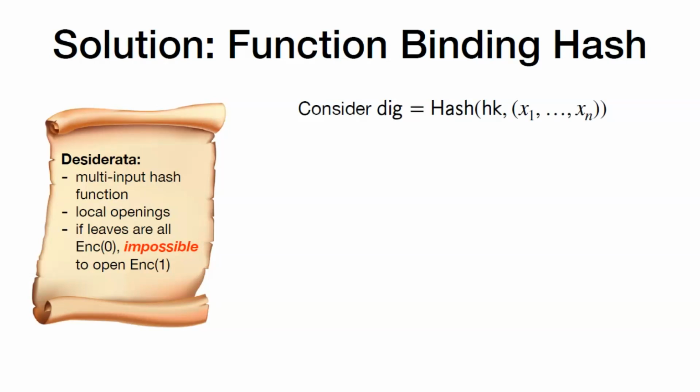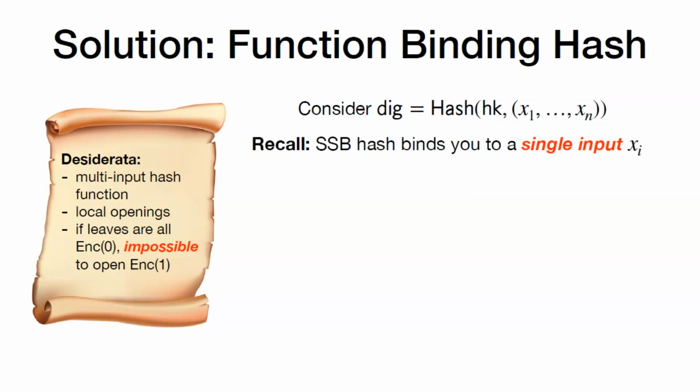Okay, so to see this in a little more detail, we'll look at a particular digest for a hash function with respect to some hash key and a sequence of inputs x1 to xn. To motivate this, I'll recall the notion of a somewhere statistically binding hash function, which basically gives you a way to sample the hash key in a particular way with respect to an index i that is binding to a particular input xi. So in particular for SSB hash, if you bind to index i and you hash down the value that contains xi at position i, it should be impossible to open up to any other input xi prime that's different from xi.